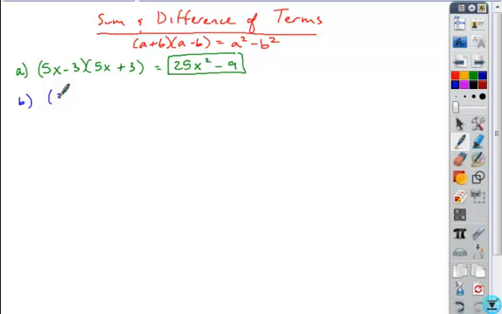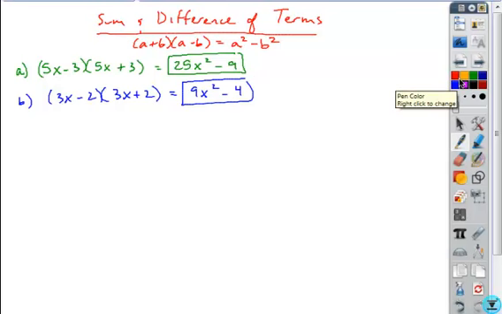Okay, so try this one on your own. Can you expand that one quickly using this same pattern? You should have an answer pretty quickly. What's our first term going to be? Square the 3, square the x, and then what's our last term going to be? 4. Square the 2, and so that would be your simplified form.